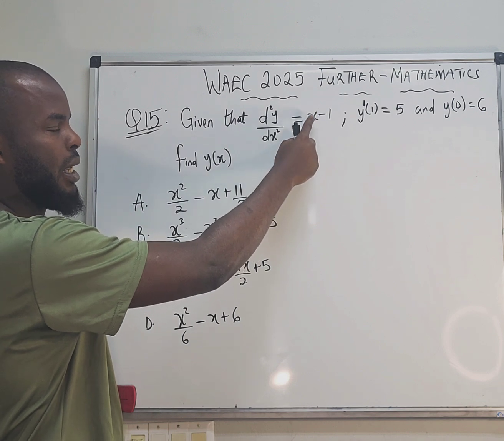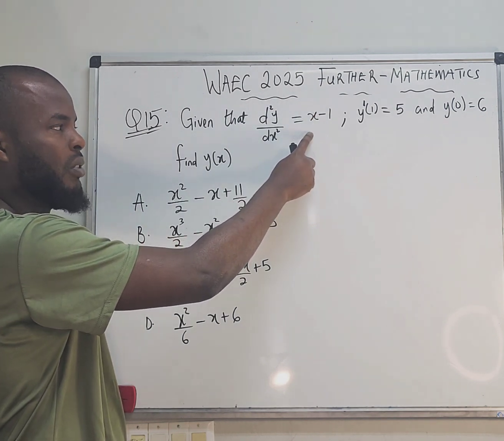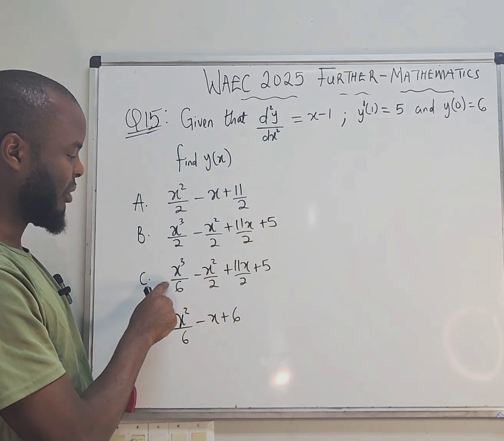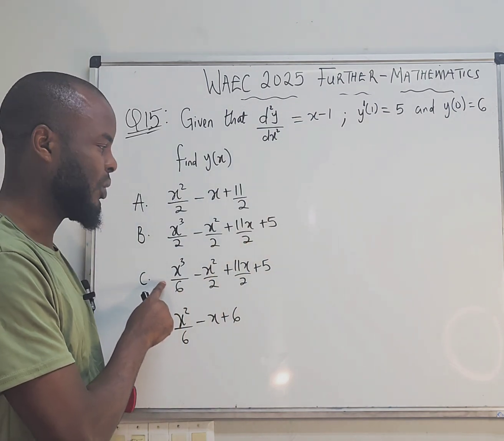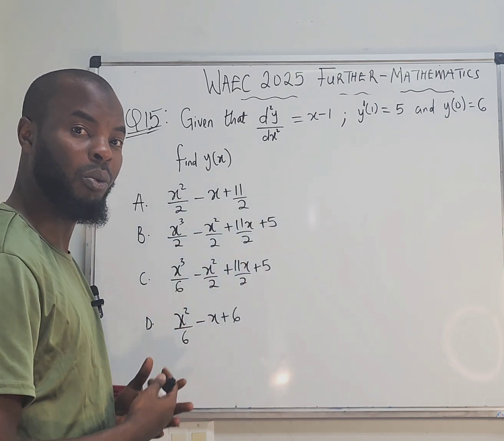And the first integral is x squared over 2. The second integral is x cube over 6. And this is the only option that has x cube over 6. So you don't need to stress yourself, just pick the answer and you move on. Well, how do we solve this?